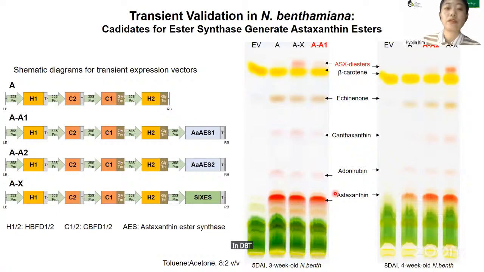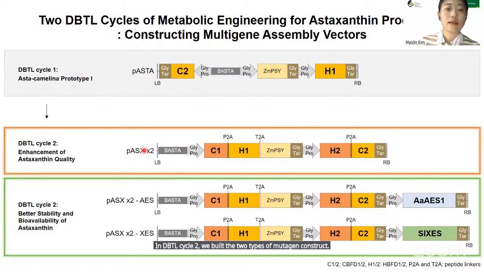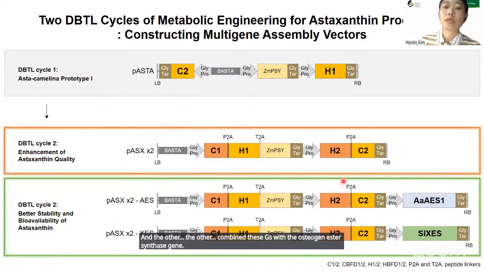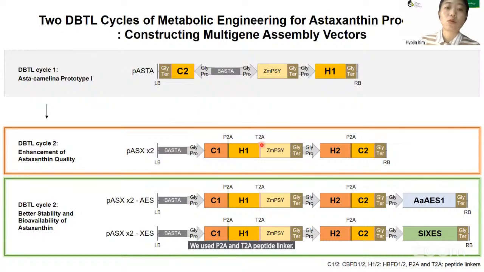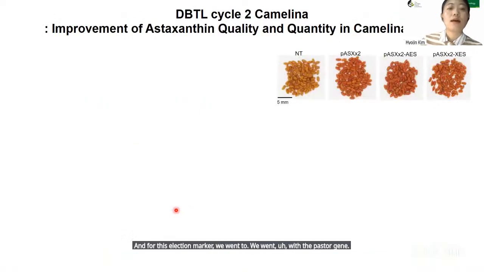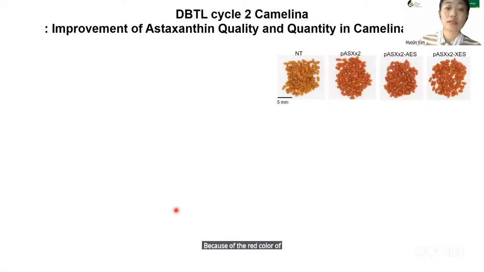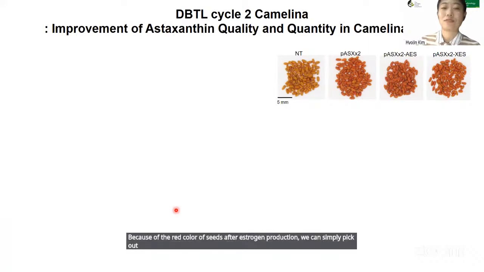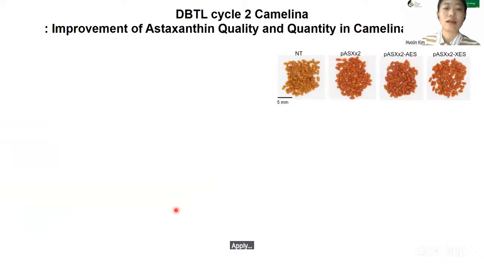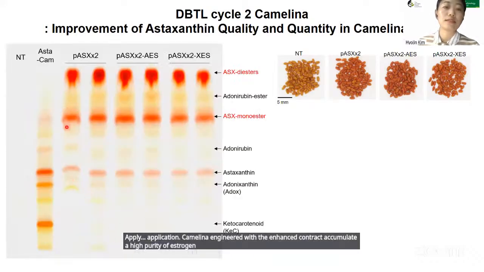In DBTL cycle 2, we built two types of multi-gene constructs. One included only the biosynthetic genes, and the other combined these genes with the astaxanthin ester synthase gene. We used the P2A and T2A peptide linkers for coordinated expression while avoiding the repeated use of the same promoter. And for the selection marker, we went with the master gene. Because of the red color of seeds after astaxanthin production, we can simply pick out the transgenic seed without any herbicide application.